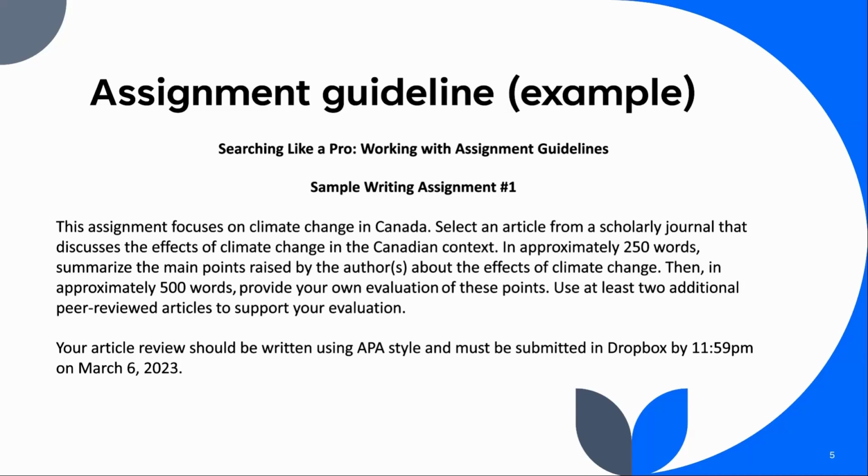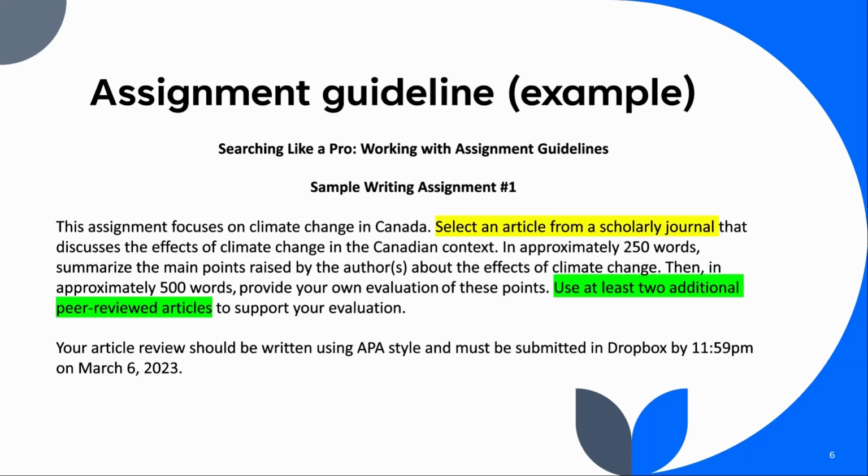This assignment focuses on climate change in Canada. Select an article from a scholarly journal that discusses the effects of climate change in the Canadian context. In approximately 250 words, summarize the main points raised by the author about the effects of climate change. Then, in approximately 500 words, provide your own evaluation of these points. Use at least 2 additional peer-reviewed articles to support your evaluation. Your article review should be written using APA style and must be submitted in Dropbox by 11:59 p.m. on March 6, 2023.